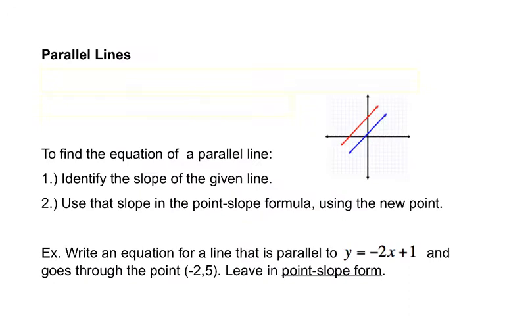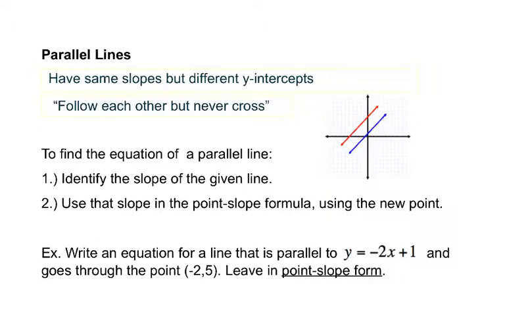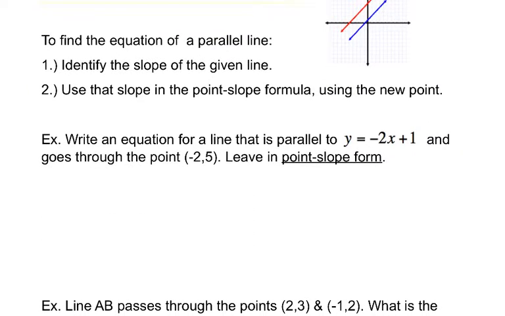All right, so the main focus for today is to look at writing equations for lines that are parallel and perpendicular. So our definition for parallel lines is that they have the same slopes but different y-intercepts. In other words, they kind of follow each other, but they never are going to cross. So if they're asking you to find an equation for a parallel line, the first thing you want to do is identify the slope of the initial line or the original line, and then you're going to use that slope in point slope formula using the new point that it needs to go through.